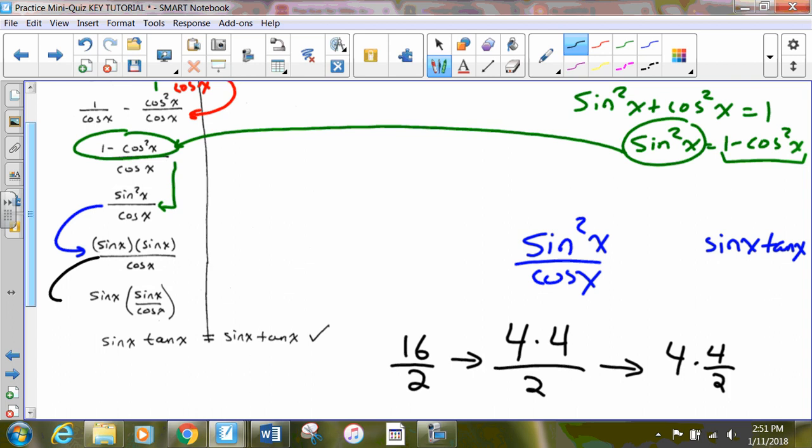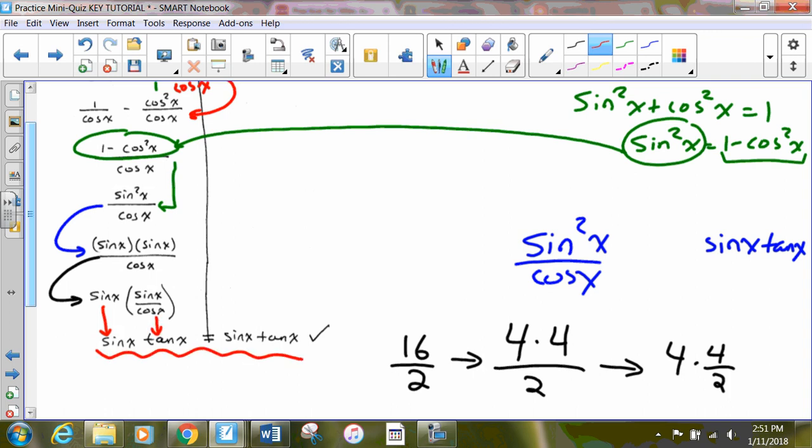Moving from this step to this step, I decided to rewrite sine x times sine x over cosine x as just plain old sine x times sine x over cosine x. So it's a little bit tricky. It's very clever, but now you've seen it, and you're going to be able to use it, especially when you see the mini quiz. You're going to use something very similar to this strategy of rewriting something that looks nice and simplified. You're going to break it down a little bit more until you see, this is awesome. Sine x matches up with sine x, and sine x over cosine x is tan x.